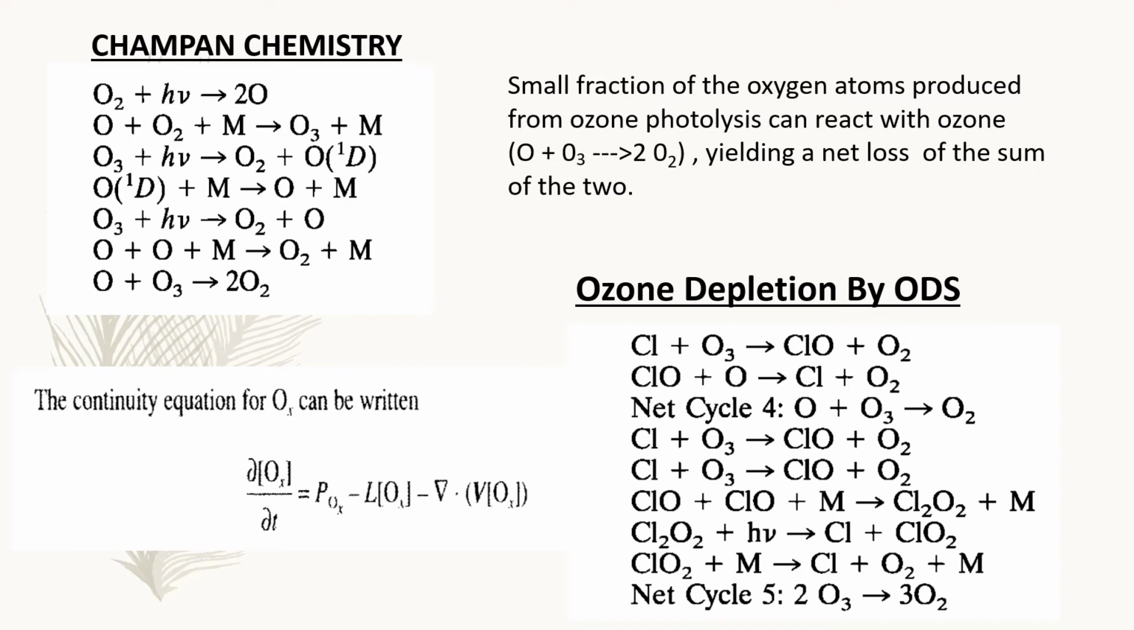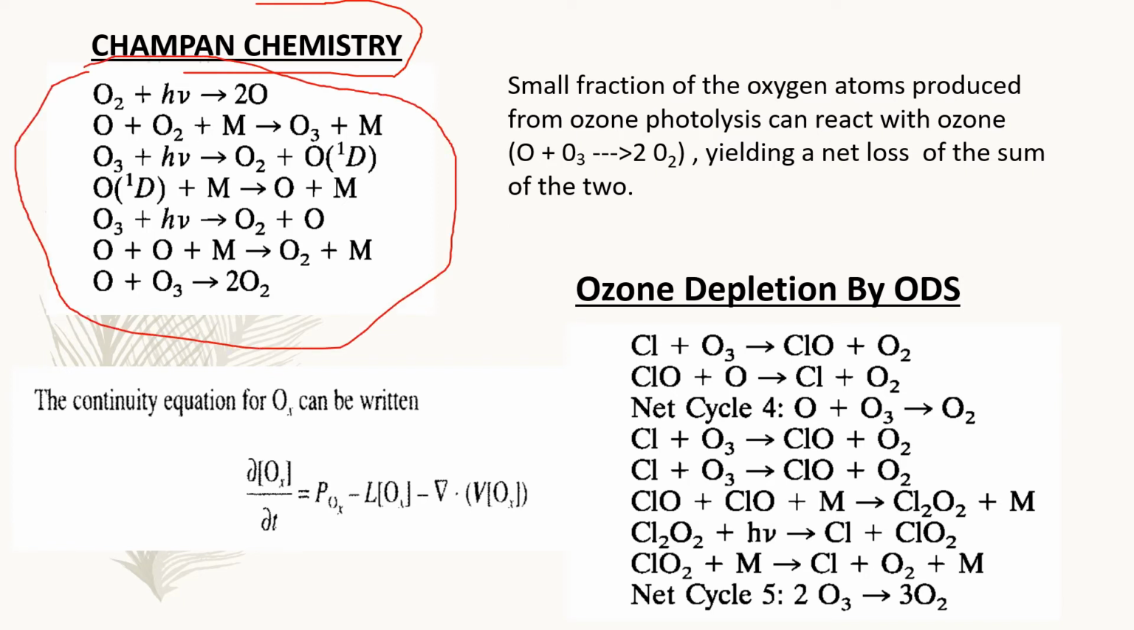For knowing ozone, it's necessary to know what is Chapman chemistry. This chemistry, or you can say Chapman cycle, was introduced by the scientist Chapman. He told how ozone is produced and destroyed in the stratosphere. It tells the complete cycle of the ozone, the production as well as the destruction.